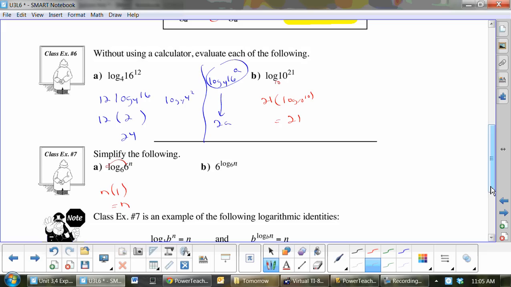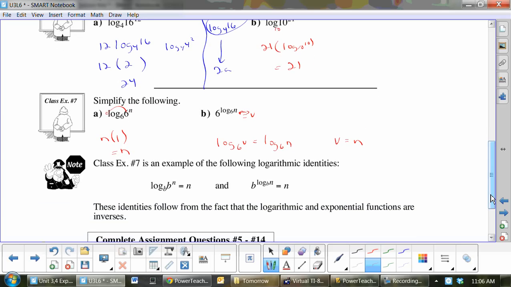Okay. Well, this one you might want to change to log form. So say this equals v. Remember, I'm going to change these two when I go to log form. So that would be log 6 of n equals v. See how those two traded places? And I put log in there. So therefore, v equals n. So 6 to the log 6 of n equals n as well. Which is what these two rules are here.